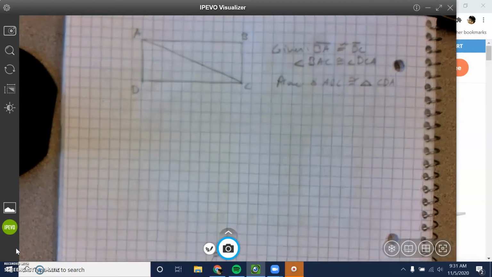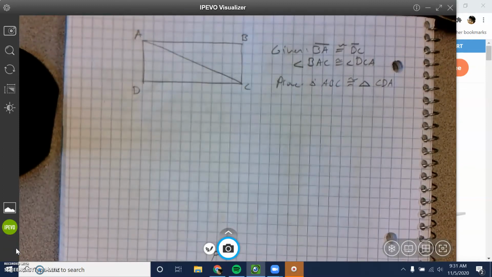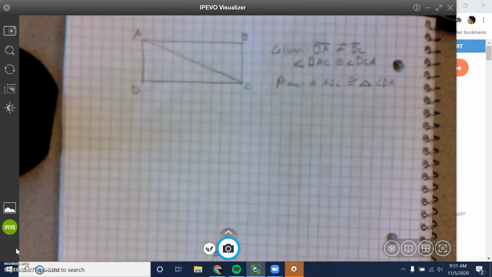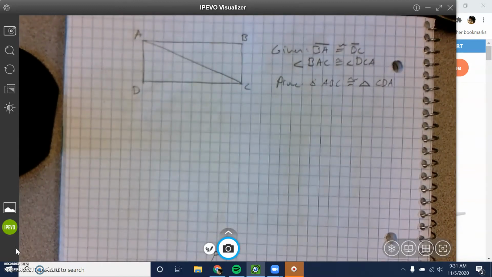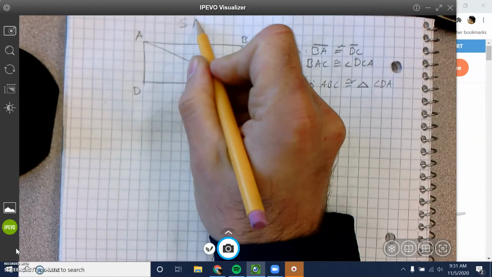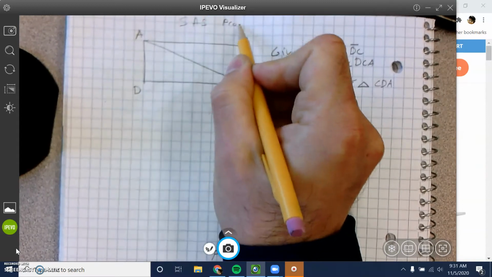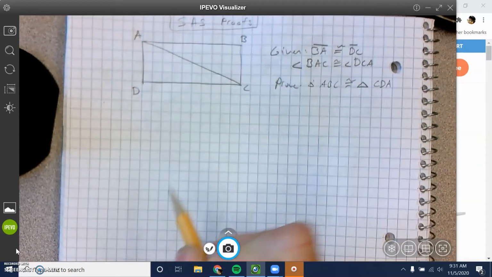All right, boys and girls, let's keep doing some proofs. So we did side, side, side in a lot of the proofs. What about side, angle, side? We haven't done that one. So here is side, angle, side proofs.